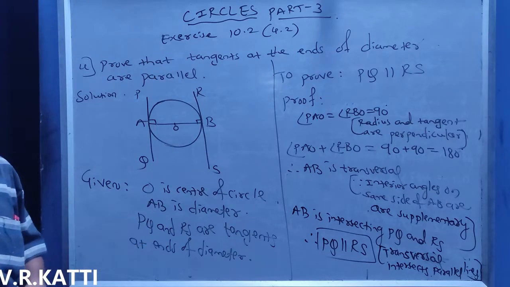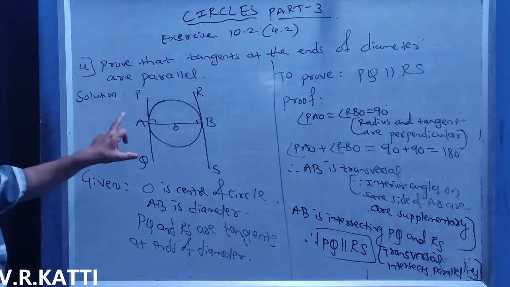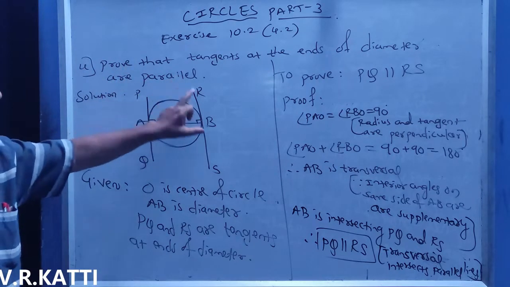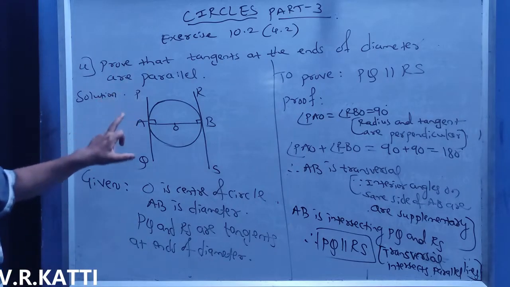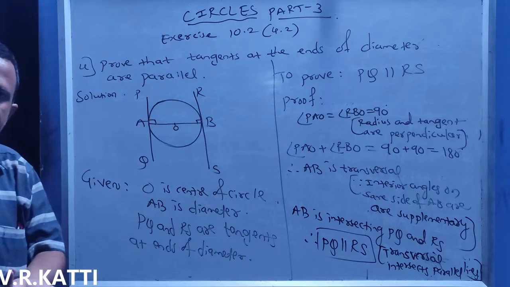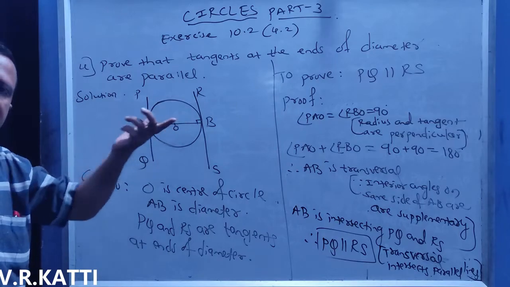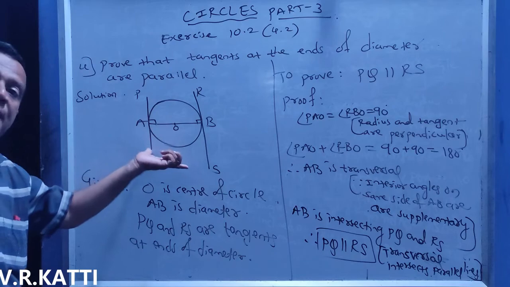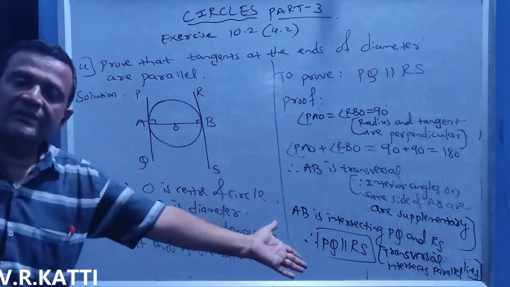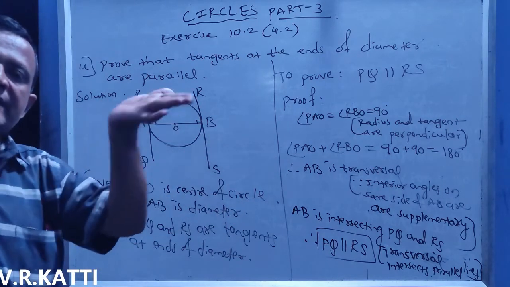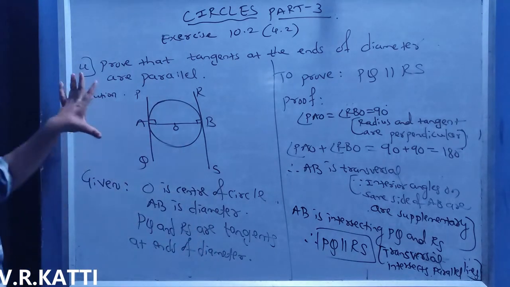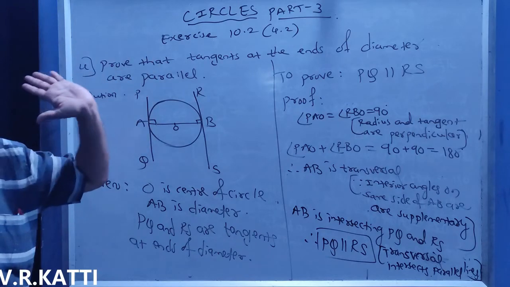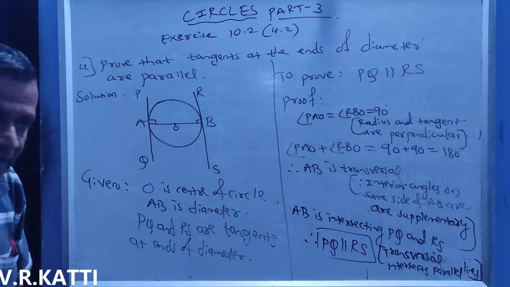So this is the proof. Very simple. Using the first theorem of the circle, PAO is 90, RBO is 90. PAO plus RBO is 180, so angles on the same side are supplementary. Therefore, AB is a transversal. If AB is a transversal, then PQ must be parallel to RS. So this is the proof of the fourth problem.